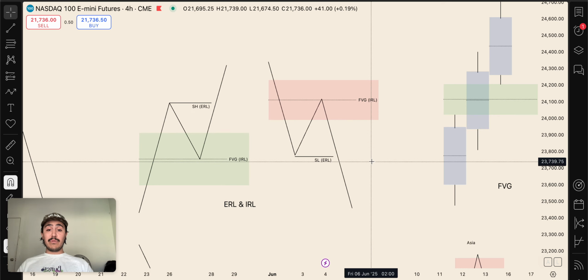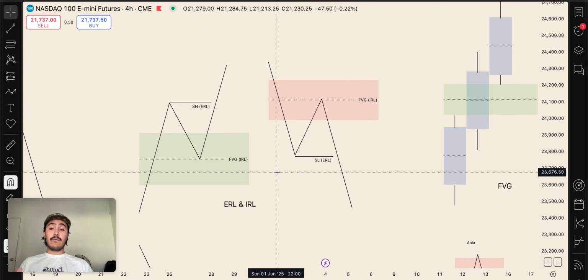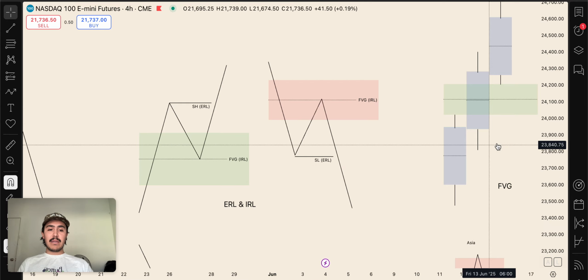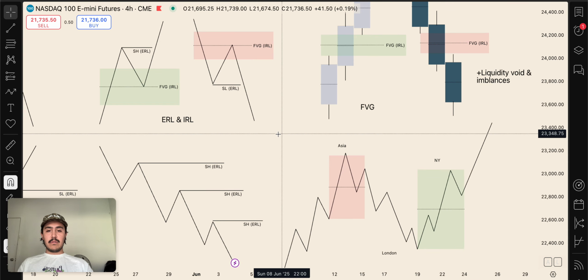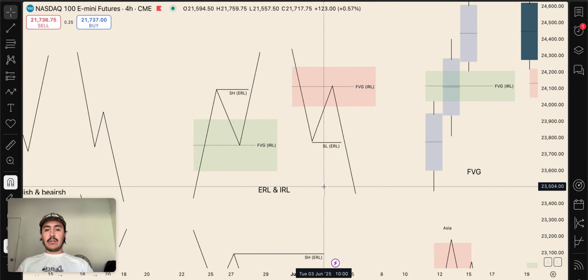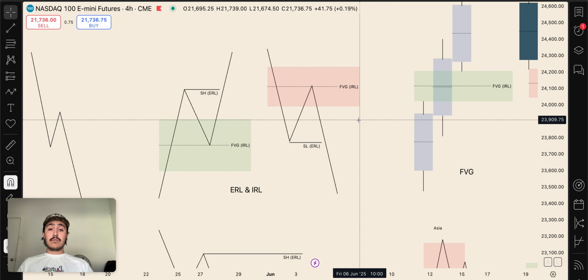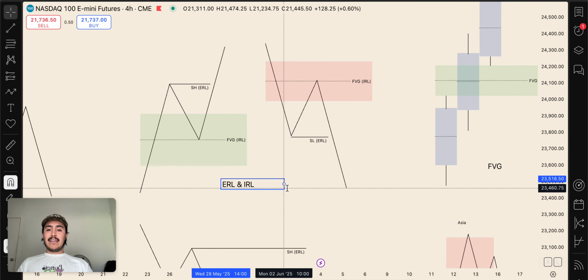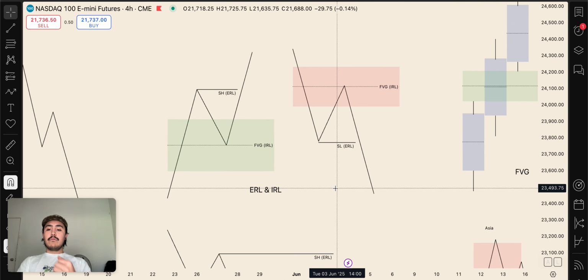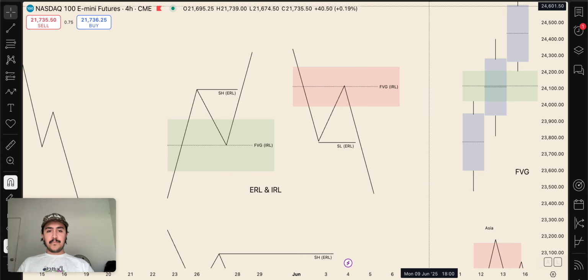It was what really helped me get an understanding of where liquidity rests. Liquidity rests in many different areas, and that's why I've made a couple different things that maybe you can now use to get a better understanding. But this is the basis of it. ERL, IRL, external range liquidity, internal range liquidity.